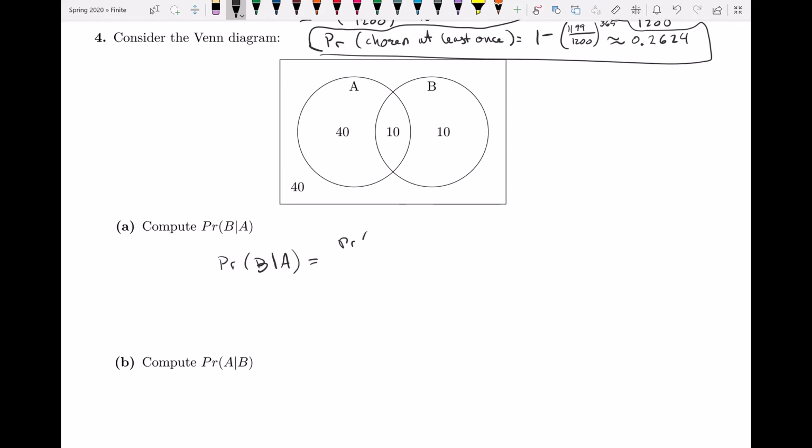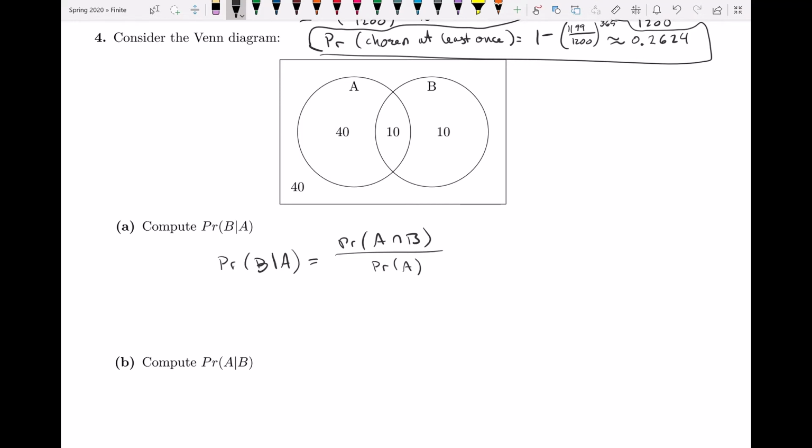Well, this equals the probability of A and B, or A intersect B, divided by the probability of A. I guess the question is very terse, but what we should assume is that a random thing is being chosen, and the number of things in set A is this, the number of things in set B is this, and so what we mean by the probability is the probability that this random thing belongs to set A or belongs to set B.